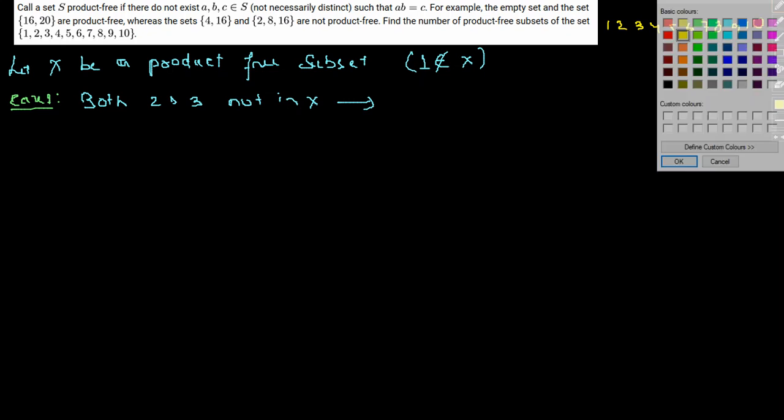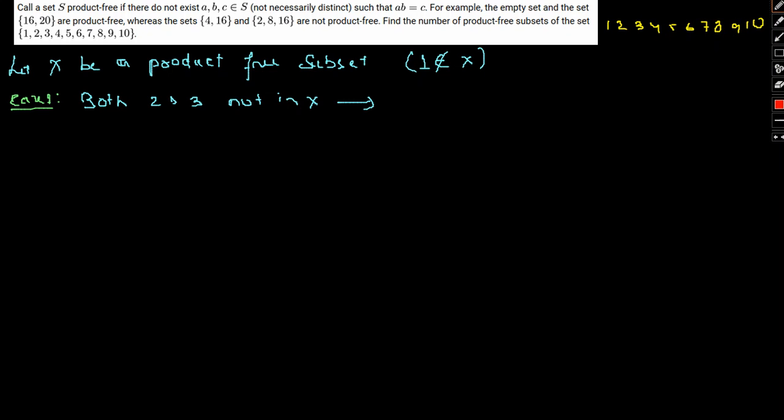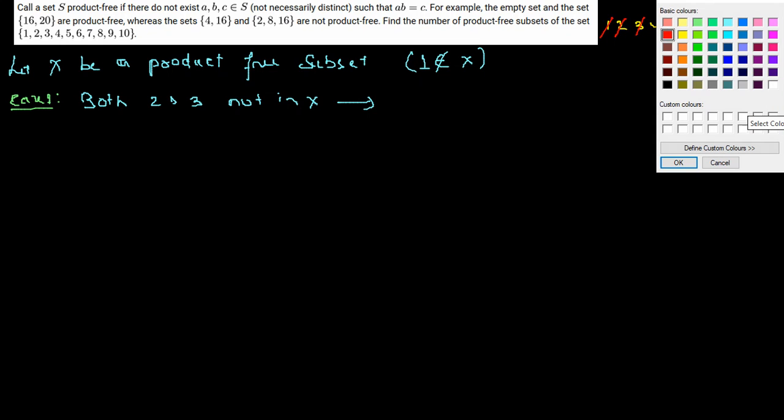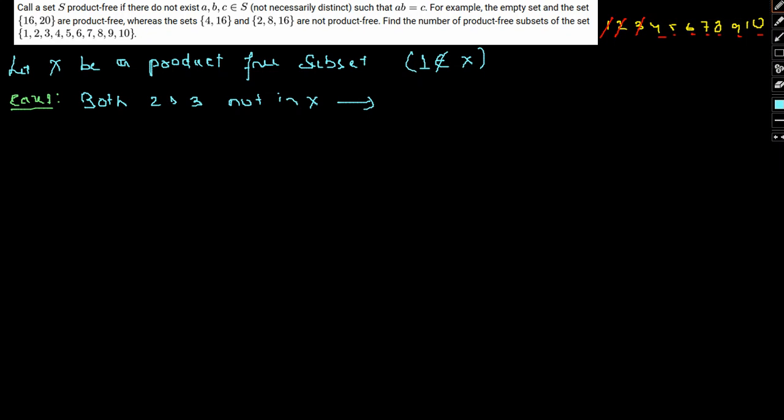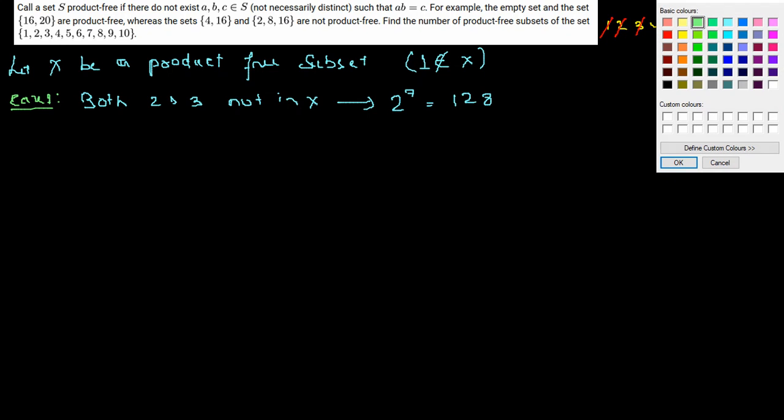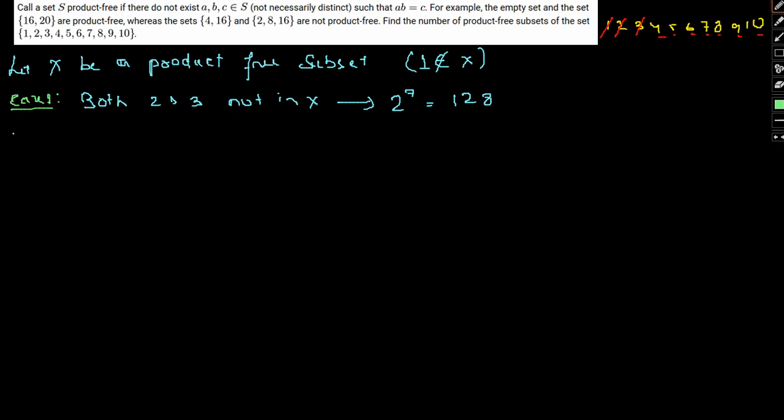Okay, so we know 1 is not an element, 2 is not an element, 3 is not an element. So we are left with 4, 5, 6, 7, 8, 9, 10. So the total number of subset cases that are available will be 2 to the power 7. That is 128 possible subsets in this case. Okay. Let's now talk about case number 2.